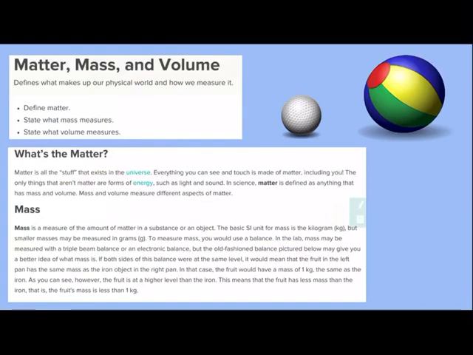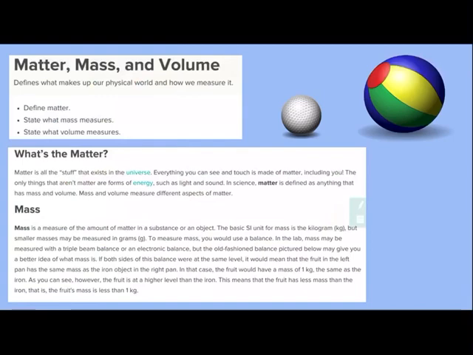Mass is just the measure of the amount of matter in a subject or an object. It is usually measured in kilograms or grams. If it's really light, you could say milligrams. Heavier stuff is usually in kilograms. I have this visual up here of a golf ball and a beach ball. Both of them are matter.